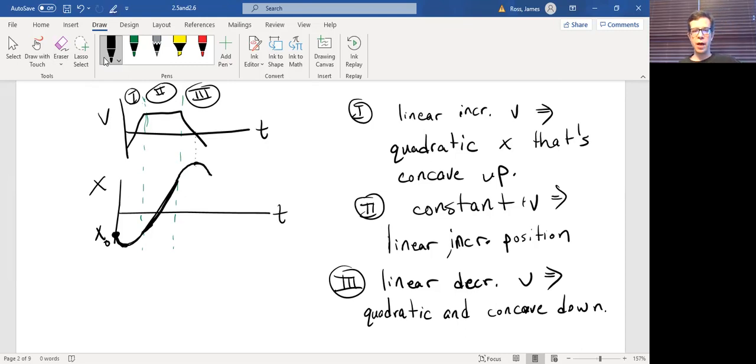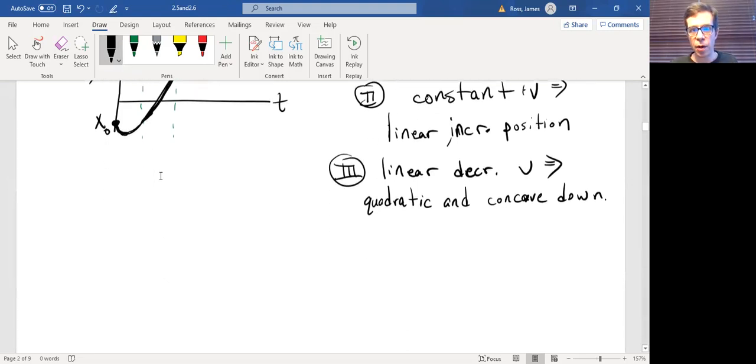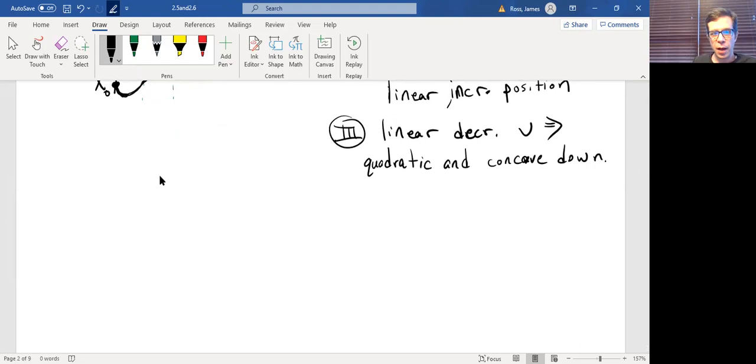But you'll notice that during each linear region of our v graph, the concavity doesn't change. When v is increasing, we have a concave up region. When v is constant, you have a linear region, and when v is decreasing, you have a concave down region. All right, so that's everything I want to talk about associated to 2.5.